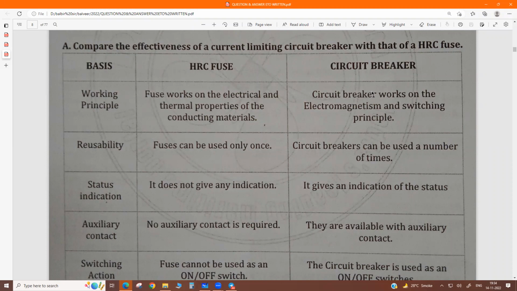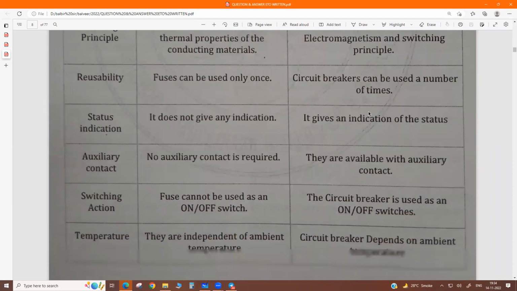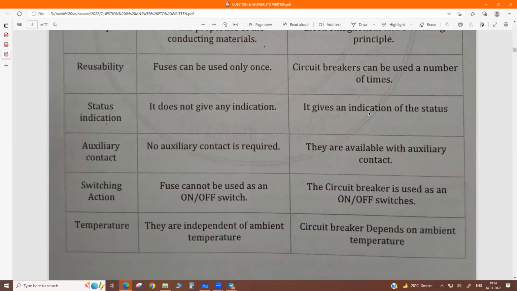Now your breaker works on the electromagnetic principle. Reusability: the fuse is used only one time, but the breaker has 10,000, 20,000 on-off operations. Now in the fuse there are no indications, but in the breaker we know the status with auxiliary contacts. In a breaker there is a main contact and auxiliary contacts. By using auxiliary contacts we can provide on, off and trip indications. And here in the fuse there is no auxiliary contact.